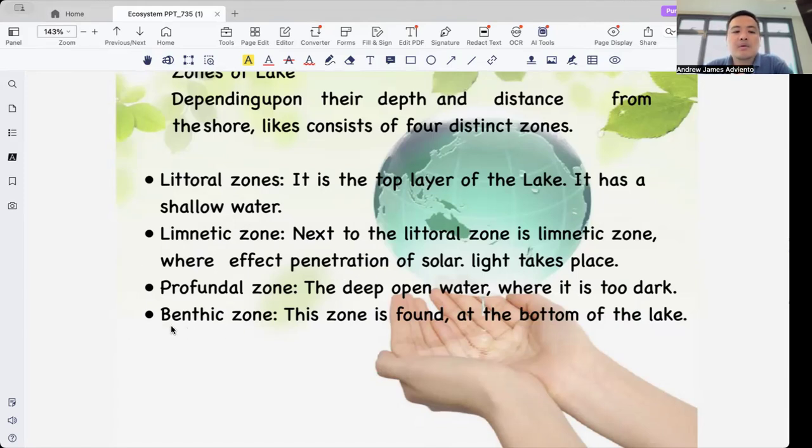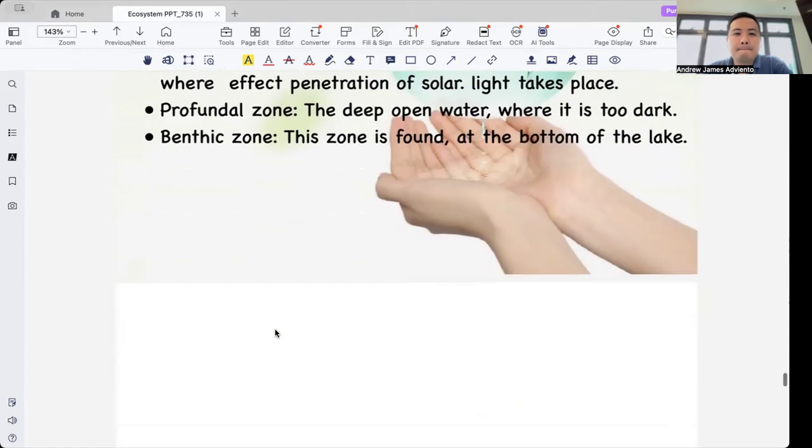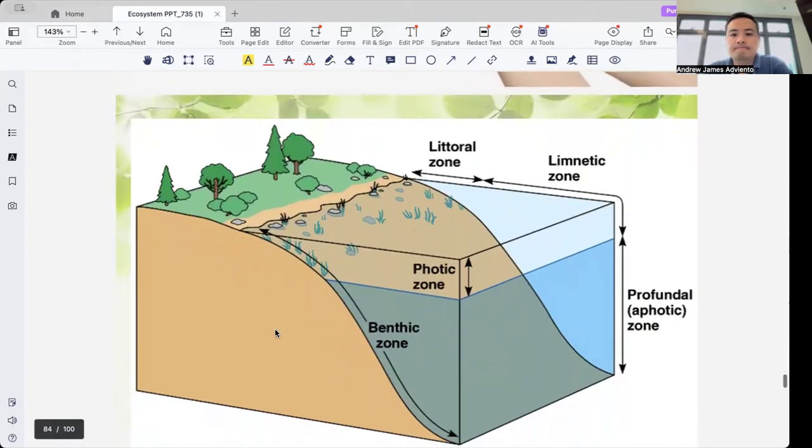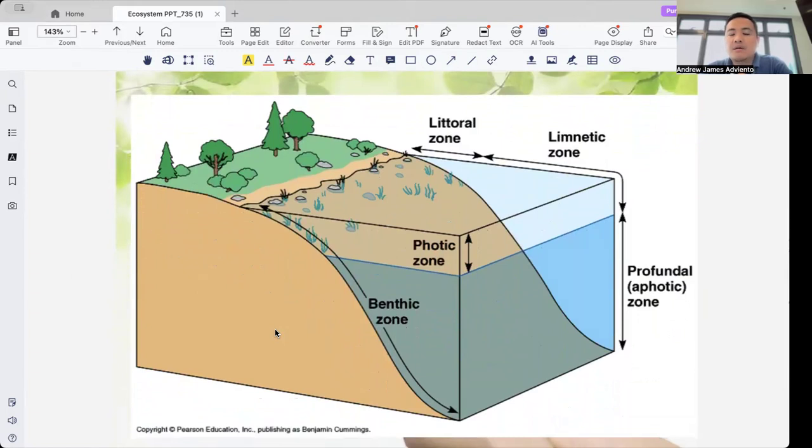And the last one is what we call the benthic zone. At the very bottom lies this zone composed of mud and organic sediments. This zone hosts decomposers, worms, and bacteria that recycle nutrients back into the system. As you can see in this diagram, the littoral zone, the limnetic zone, and the photic zone go up from the benthic zone.